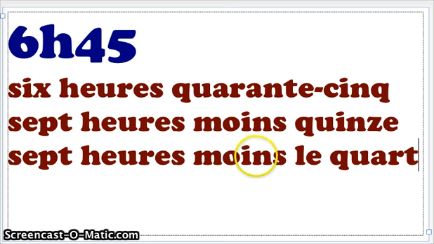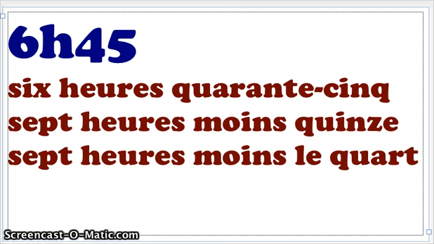Now, notice when we use minus, we have to use the le in front of quart. When we were adding it, we just said quart. But now when we're minusing it, for some reason, we have to use the le. That's just the way it is. 7 heures moins le quart. 7 o'clock minus the quarter. And that's 6:45.